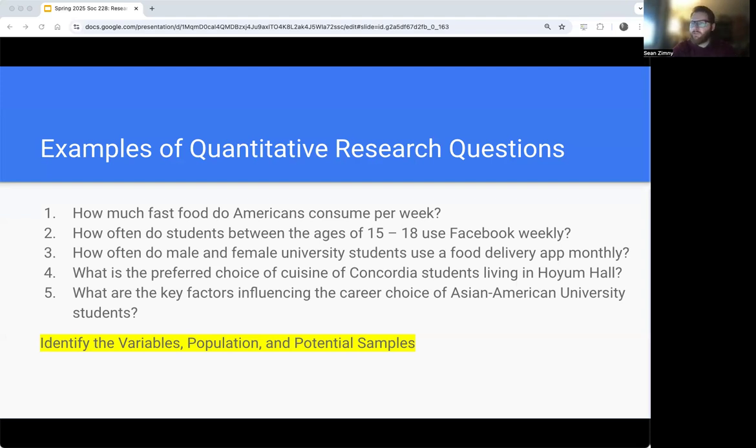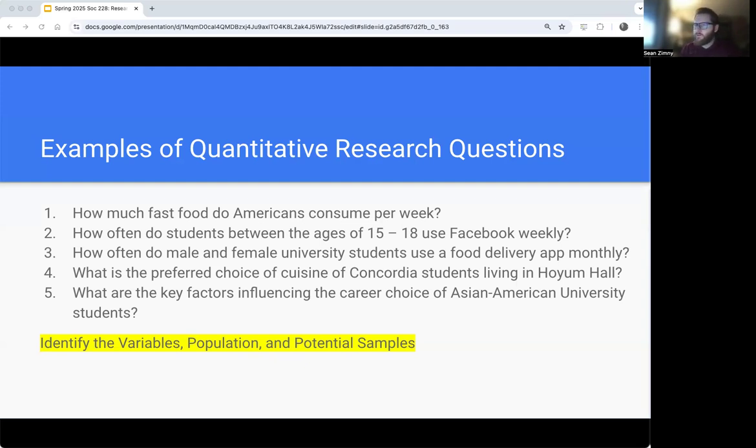So let's go through the first two. That first question, how much fast food do Americans consume per week? Well, a variable could be your fast food consumption, so the frequency or the quantity of fast food consumption per week in your population or sample. Your population are Americans. And then your sample could be adults in the US surveyed online or in person to look at their fast food intake per week. So see how your population is all Americans, and you're never going to be able to survey every single American, but your sample can be as representative as possible of that population. So adults in the US surveyed, for instance.